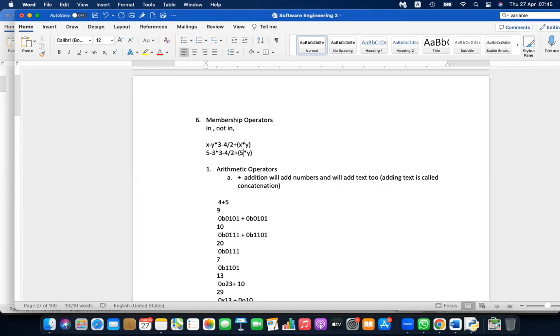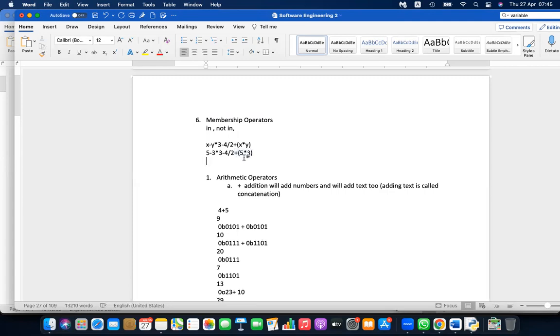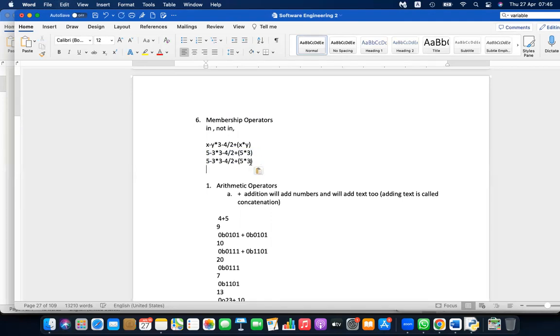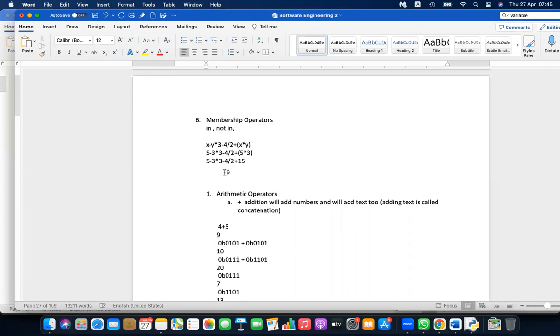Anyway, multiplication is given the first priority. Here brackets are also there. Therefore, in the calculation, priority will be given to this 5 into 3. And then what will be the answer? The answer of this will be 5 into 3 is 15. Then again the multiplication and division will be given the priority. Here 3 into 3 is 9. So you can write 5 minus 9.